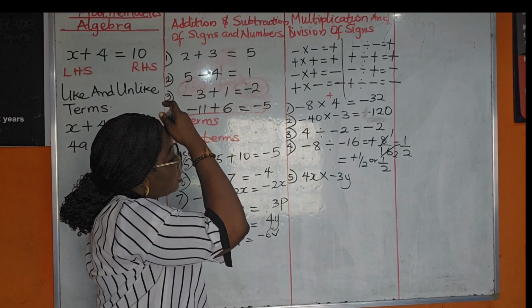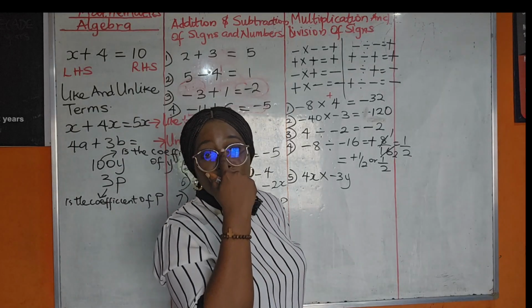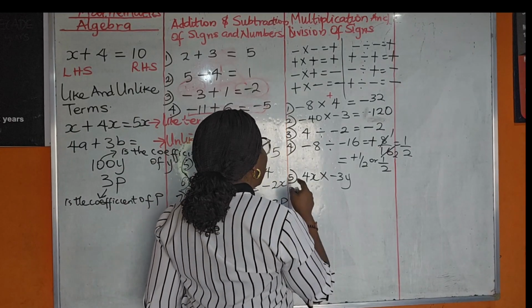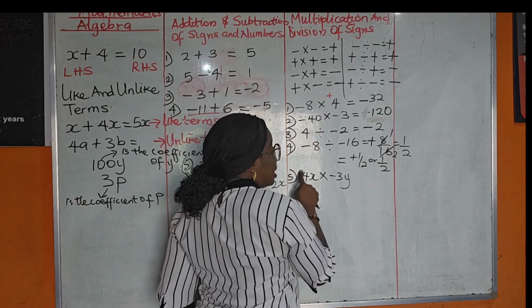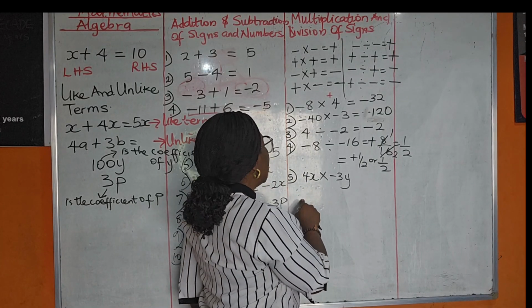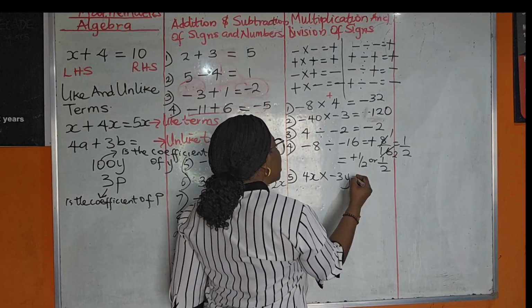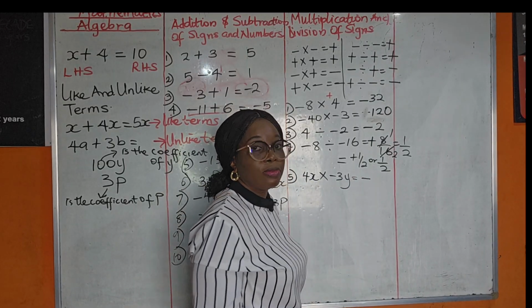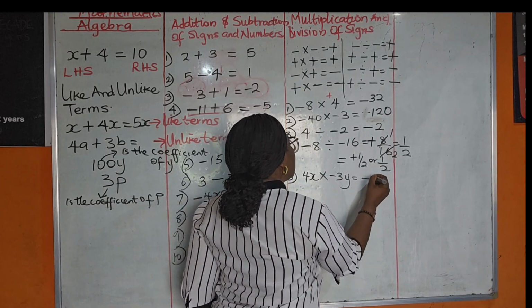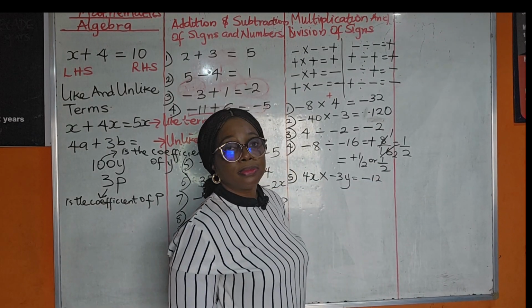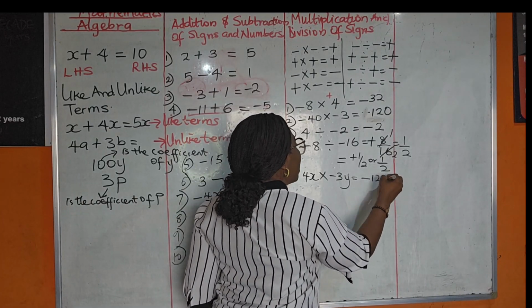Four x times minus 3y. The first thing we are going to do is to multiply the signs. 4 is carrying a positive sign, an invisible positive sign. So plus times minus is what? Minus. We'll take it step by step. 4 times 3 is what? 12. X times y is what? XY.